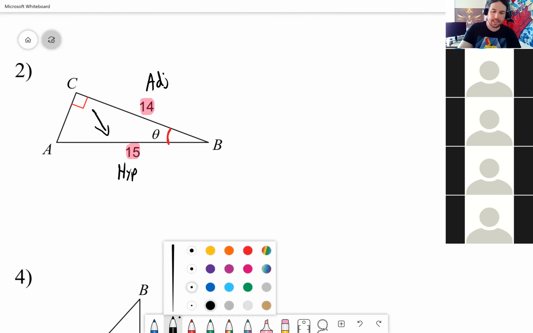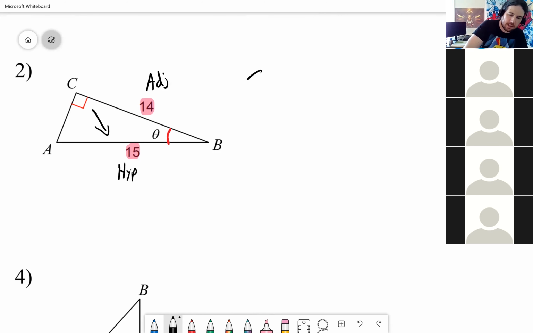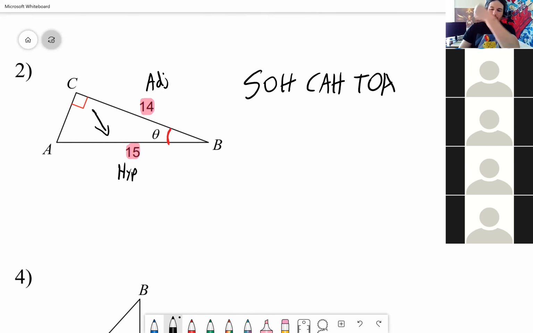I'm not quite geeky enough to get SOHCAHTOA tattooed onto me. Having the pi tattoo is as far as I'll go, but it would not be a bad idea to write SOHCAHTOA in pen on the back of your arm or something and just look down at it every now and again, because we're going to be using it a lot. SOHCAHTOA.